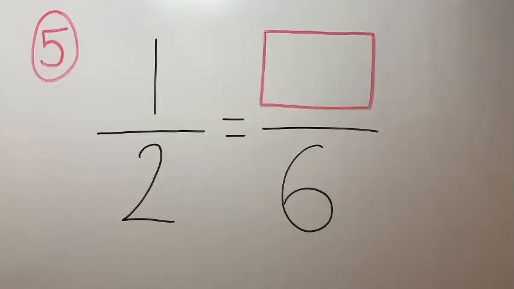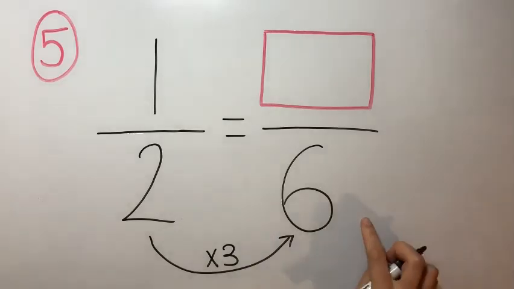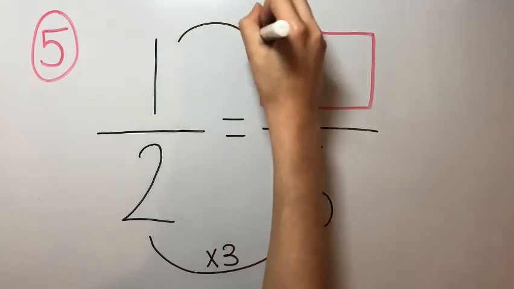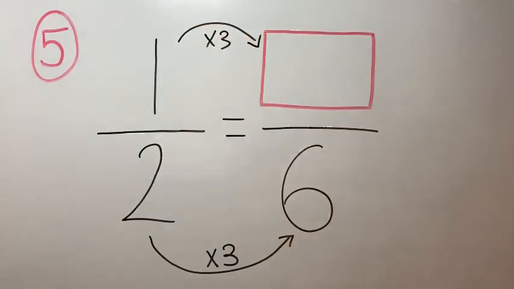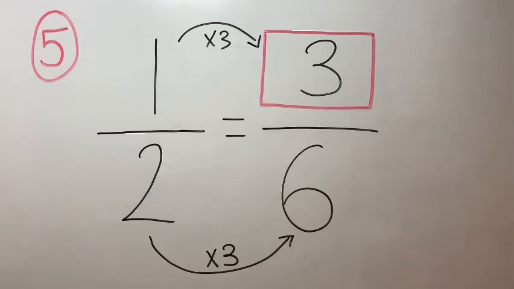Question 5. A half equals something over 6. Now to find out what our missing number is, we're going to look at what we've times 2 by to get 6. To go from 2 to 6, we've multiplied by 3. And we know the rule that whatever we do to our bottom number, we also do to our top number. So if we've times our bottom number by 3, we're going to do the same to the top. 1 multiplied by 3 gives us 3. So our answer is 3/6.